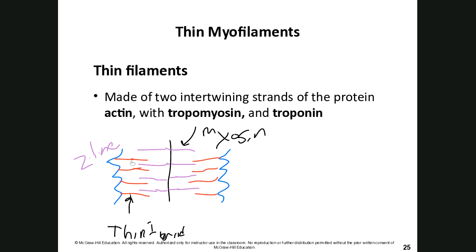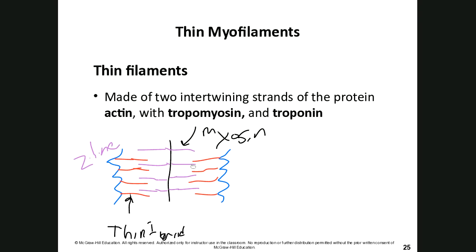So when these thick filaments interact with the thin filaments, the thick filaments will pull the thin filaments in closer to the midline or the middle of the sarcomere. So imagine that these red lines getting pulled in by the purple lines on both sides. The sarcomere shortens, and that allows for muscle contraction to take place.